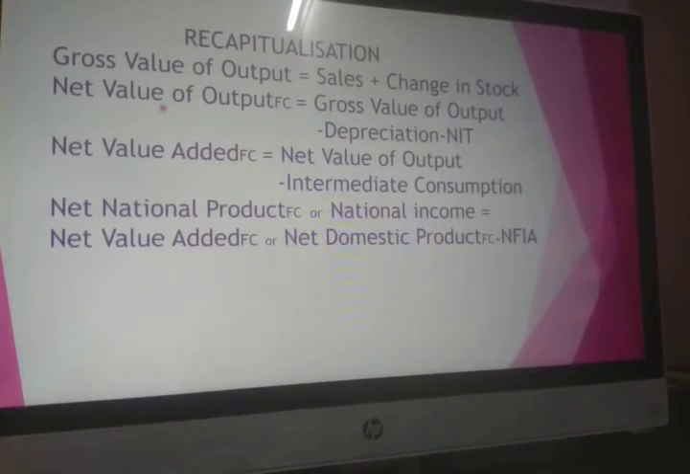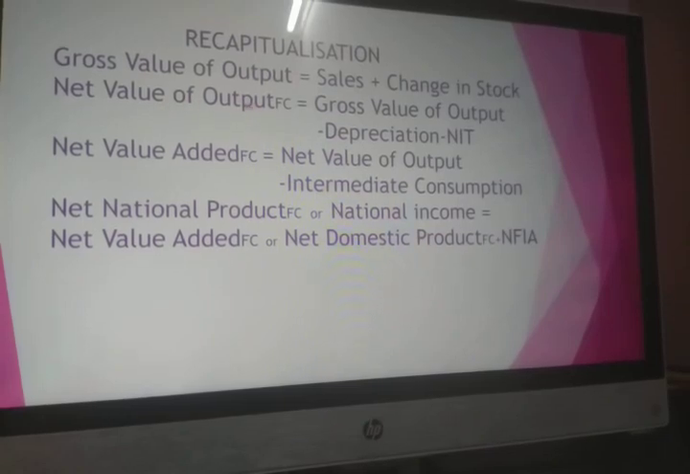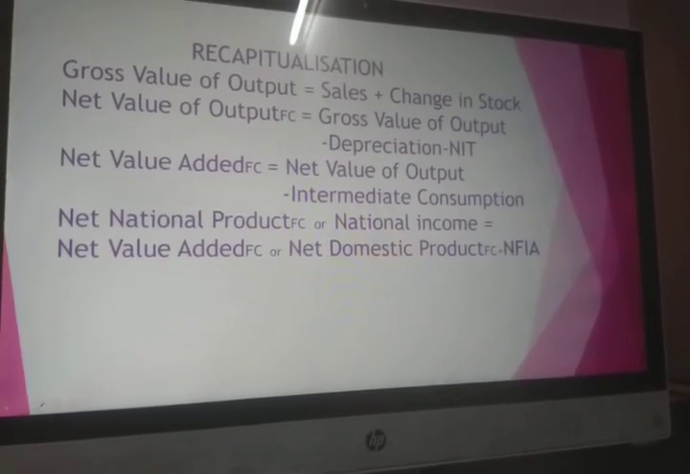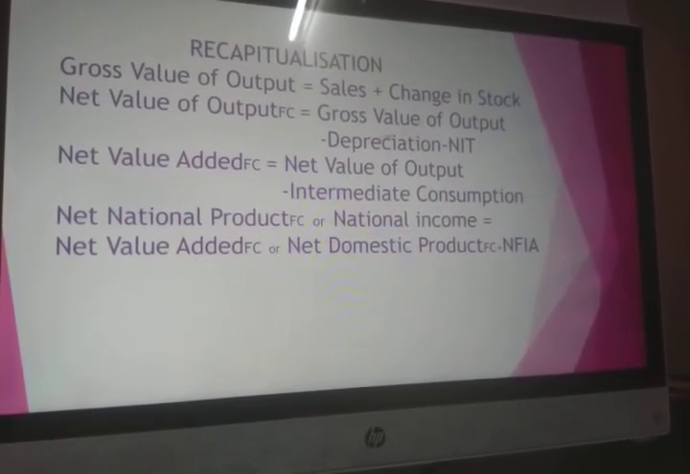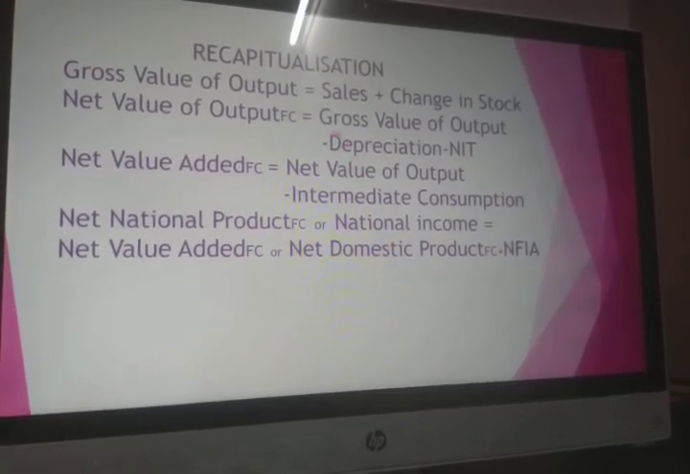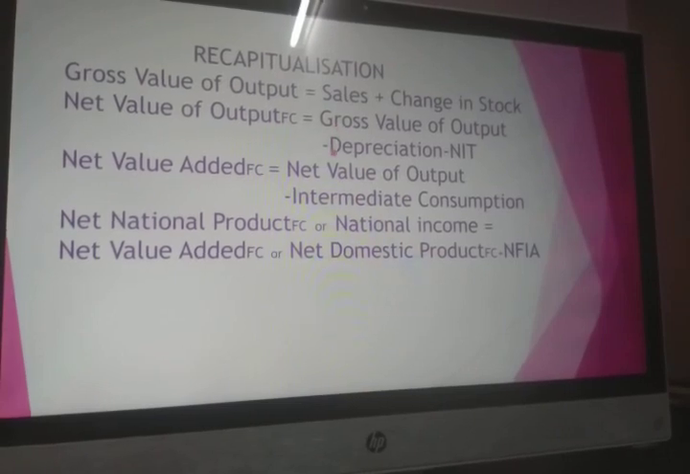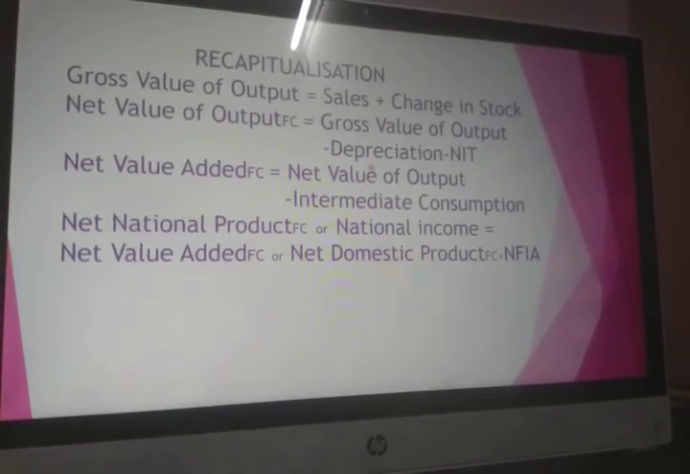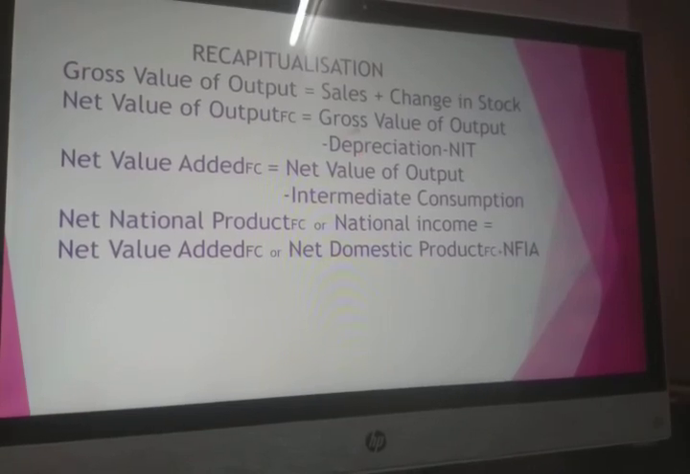From there, we'll be calculating net value of output at factor cost, and for that, from the gross value of output, which is at the market price because sales is at market price, we are going to deduct the depreciation and NIT. If we want to arrive at net, we have to deduct depreciation, and if we want to arrive at factor cost from the market price, we have to deduct NIT. After deducting depreciation and NIT from gross value of output, we reach net value of output at factor cost.